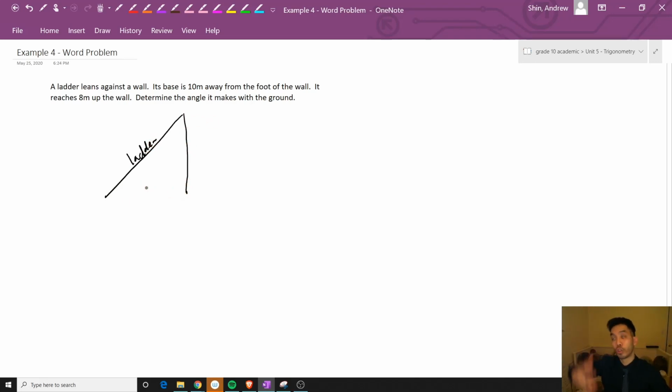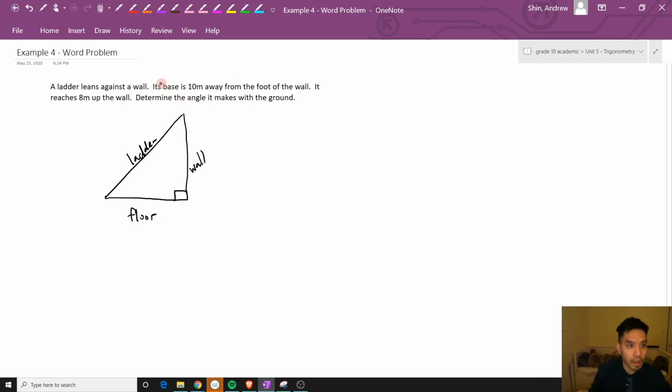Now, because the wall is straight up, and it's going to meet the ground at some point, we're going to assume the wall is straight. It's not like the Leaning Tower of Pisa. So this is the wall. This is the floor.